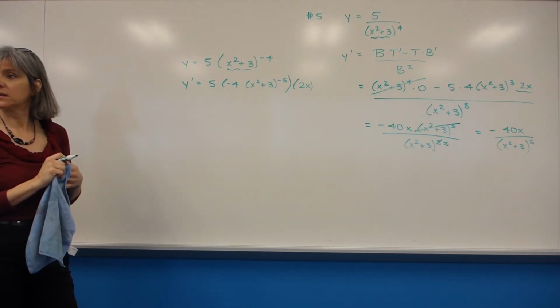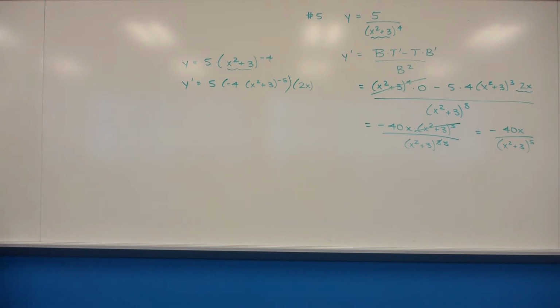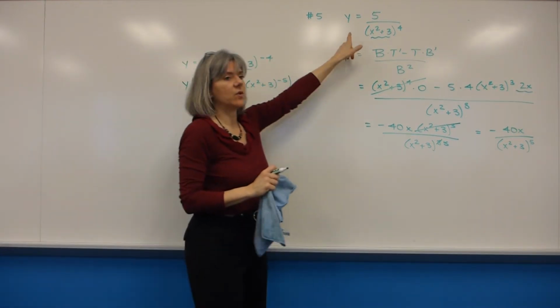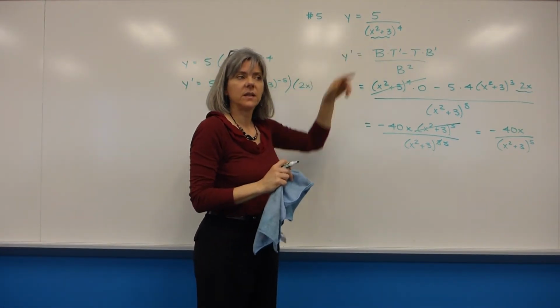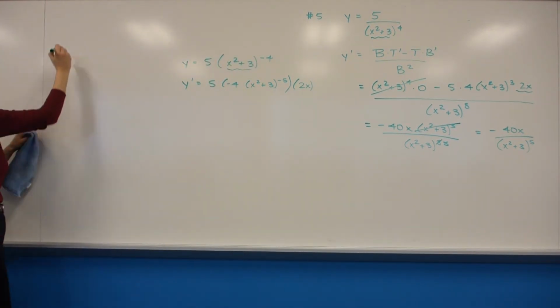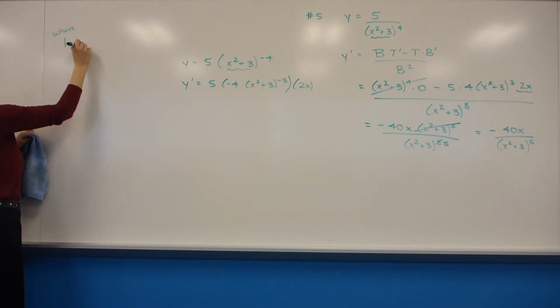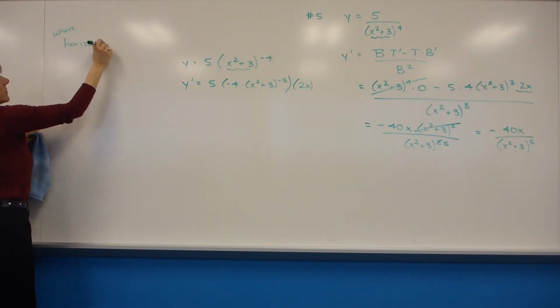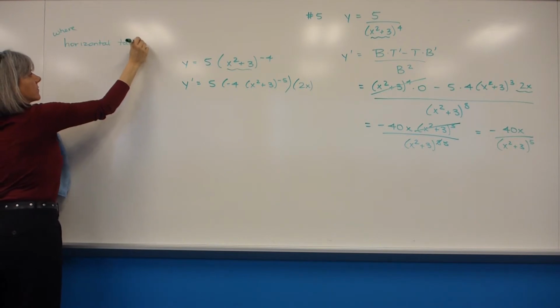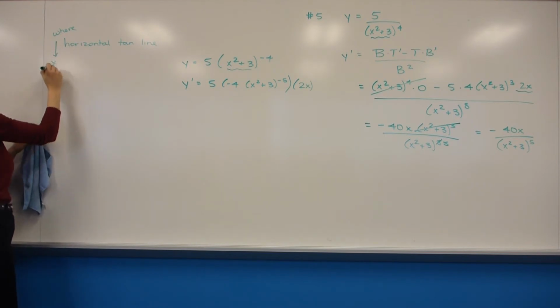So the next question I had is, where does this have a horizontal tangent line? Oh, yes, that's the next, if you look down to number 7, where does this have a horizontal tangent line? How do I know what kind of a question that is? Horizontal tangent line. Where gives me what kind of an answer? X.